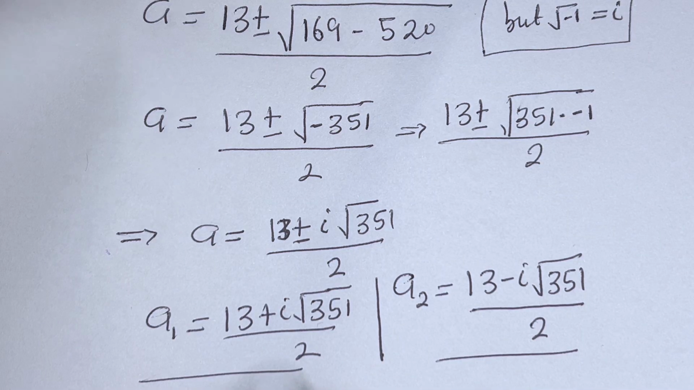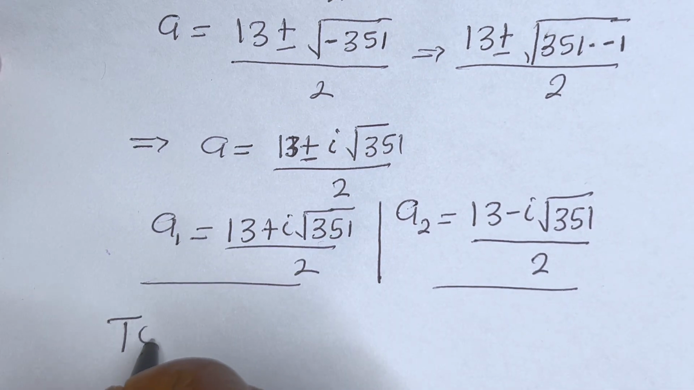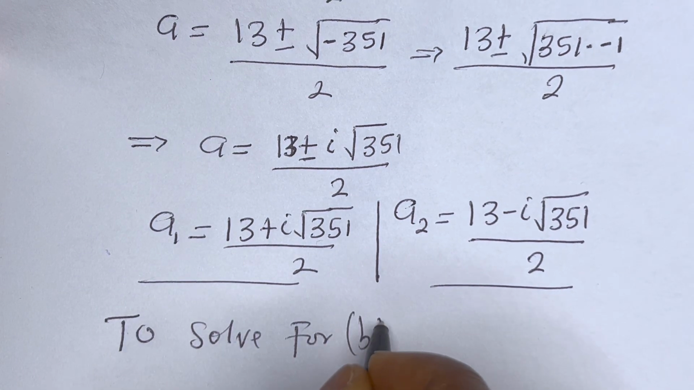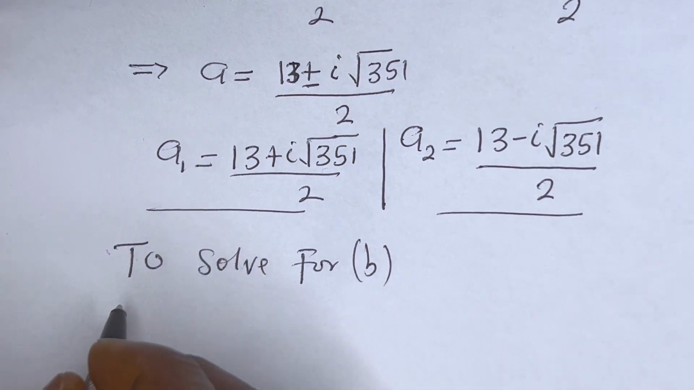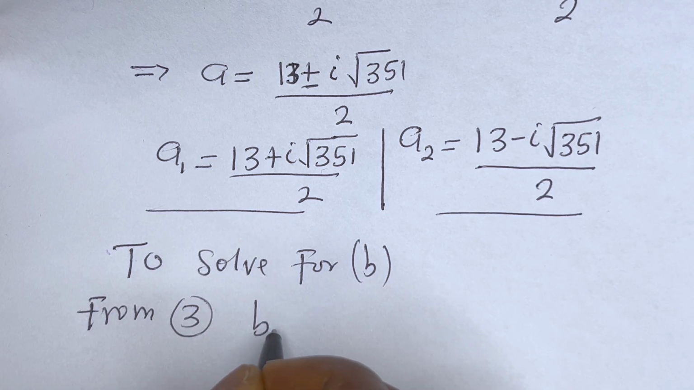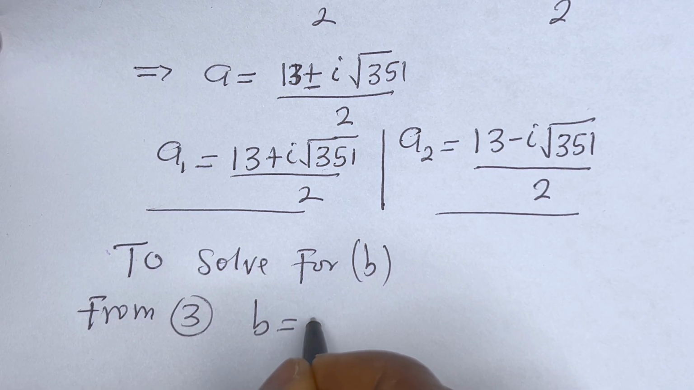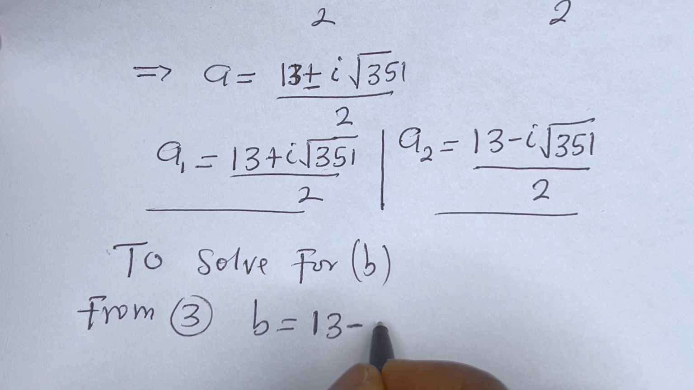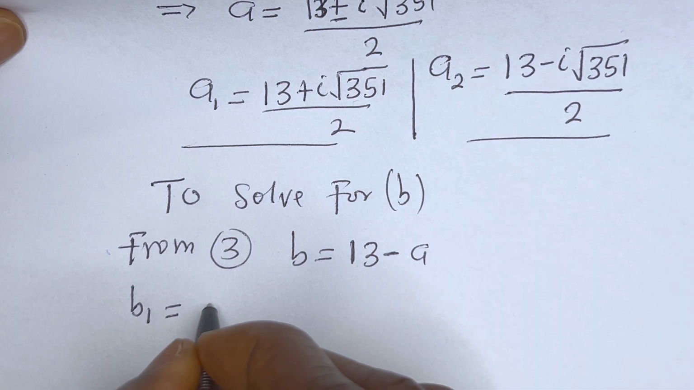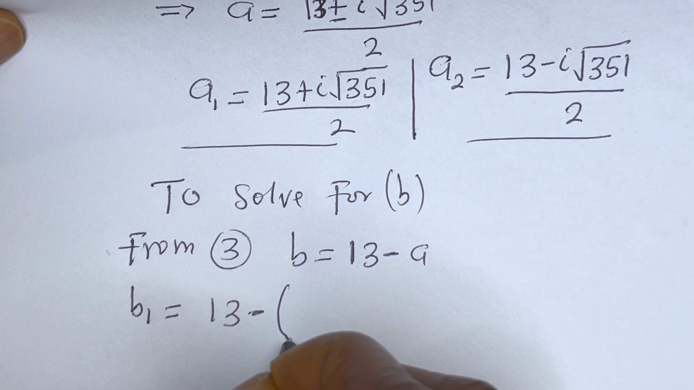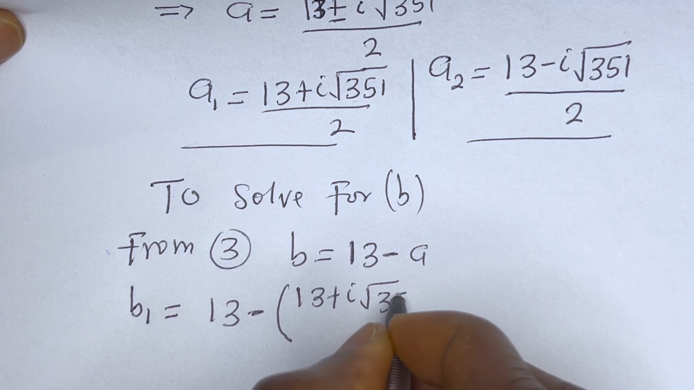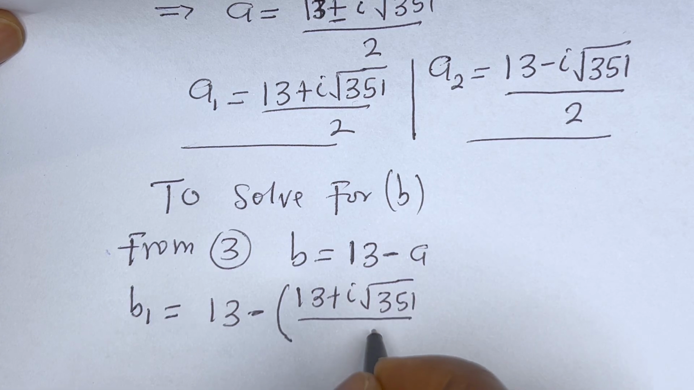Let us solve for B1 and B2. To solve for B, that is B1 and B2, from equation 3, B is equal to 13 minus A. B1 is equal to 13 minus A1, which is 13 minus bracket 13 plus i square root of 351 over 2.